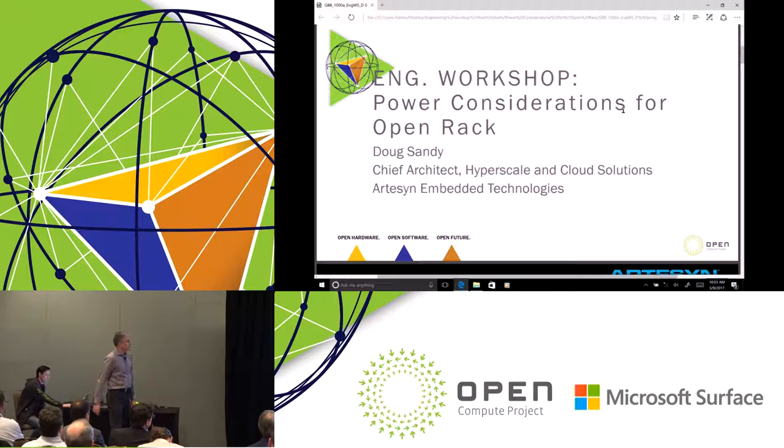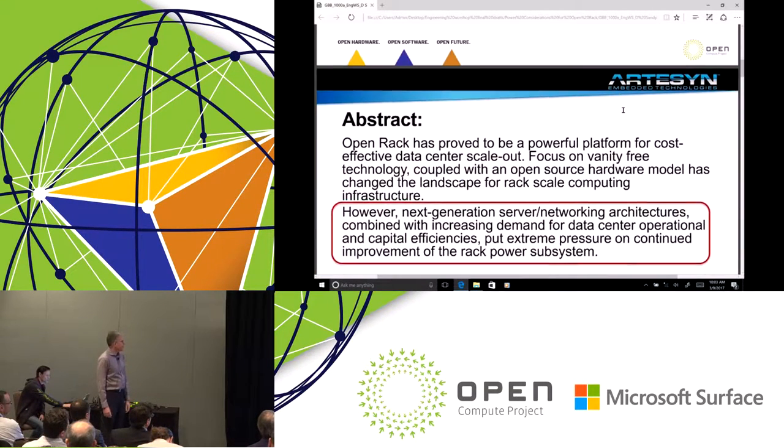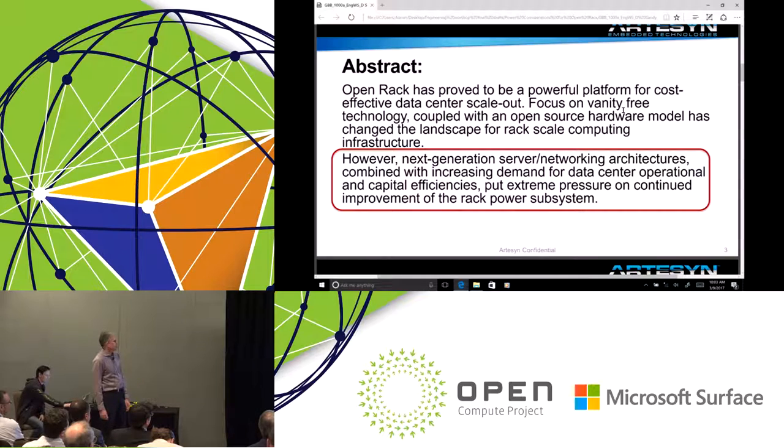So first slide. Great. This, by the way, is a very special slide wipe technique that we get to look at today.